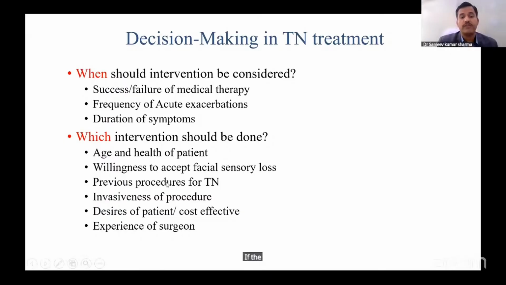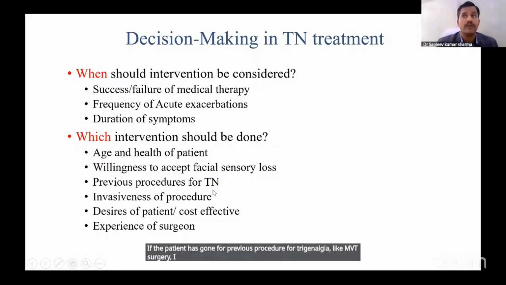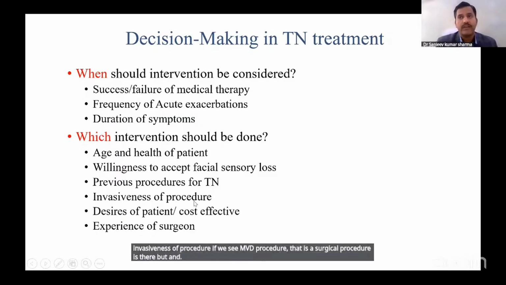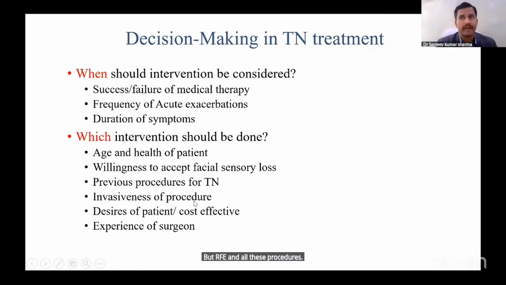If the patient has had a previous procedure for trigeminal neuralgia like MVD surgery, I receive patients who have already had an MVD surgery, previous blocks have been done, but RFA can always be done in such cases also. Invasiveness of procedure: MVD is a surgical procedure, but RFA and all these procedures are percutaneous, minimally invasive procedures, so they can be easily done.